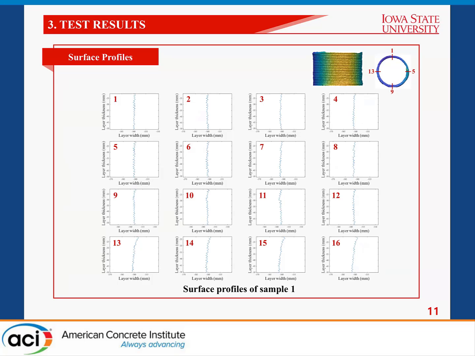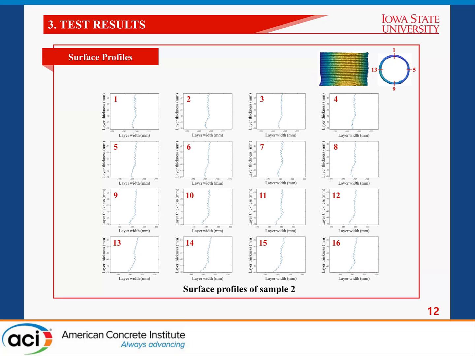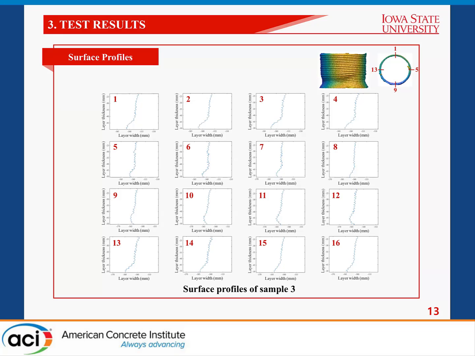From the side view images, we had 16 2D plots. We call them the surface profile of the sample. As mentioned earlier, sample 1 showed quite good printing quality. However, small distortion was observed in the 13th to 16th 2D plots. Compared with the surface profile of sample 1, sample 2 showed more distortion, and sample 3 showed the biggest distortion among the samples.